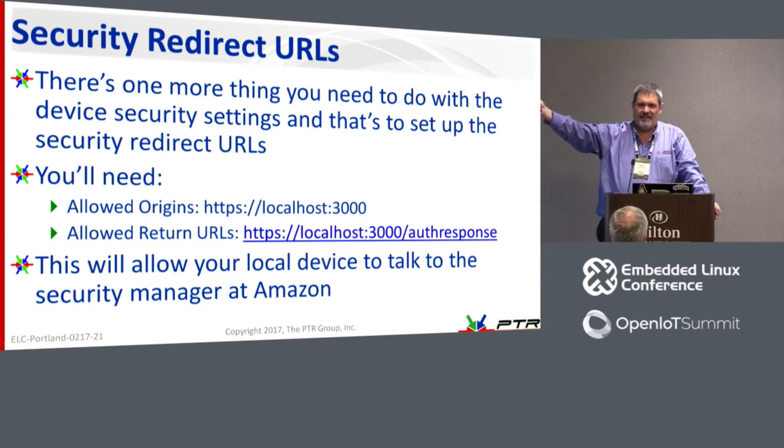So you're going to connect to Amazon. You'll present your credentials. It'll then send down redirect URLs that say these are the places you are allowed to connect to. So it's another security step there to make sure that you don't just have arbitrary devices hooking up into Amazon. You only have those devices that have actually been authorized. These redirect URLs, there's an origin URL, and then there is a return URL that has the authentication pieces built into it. So those have to be filled in.